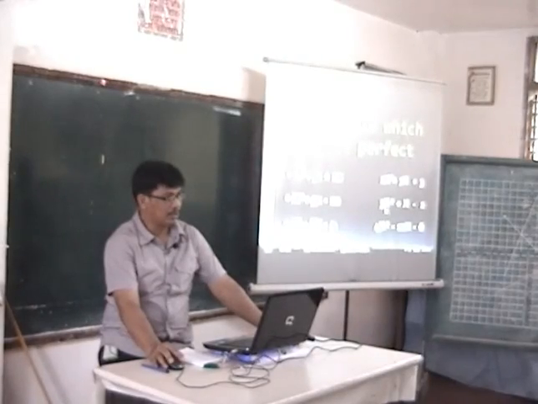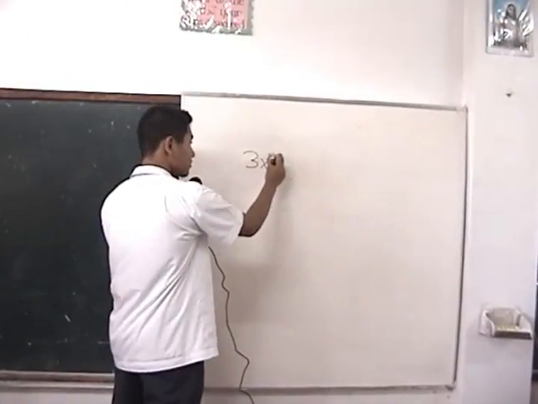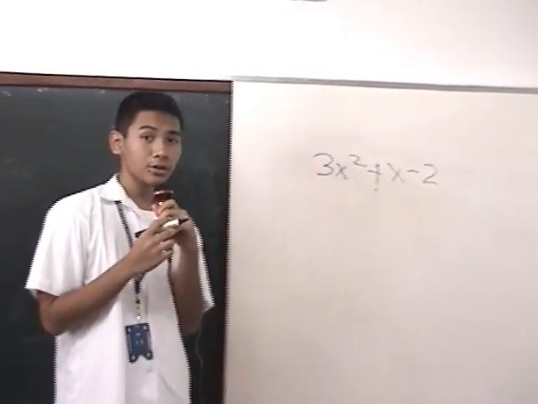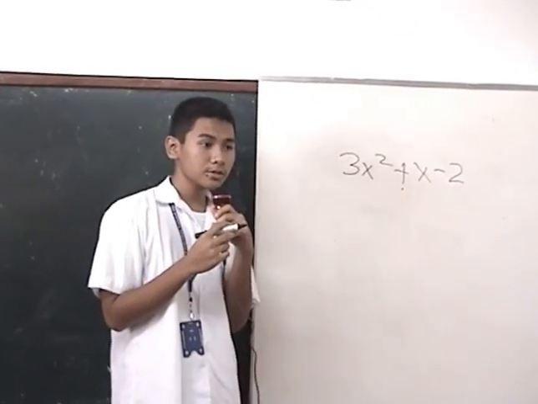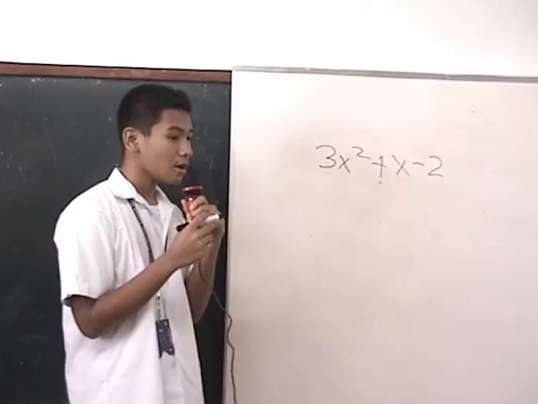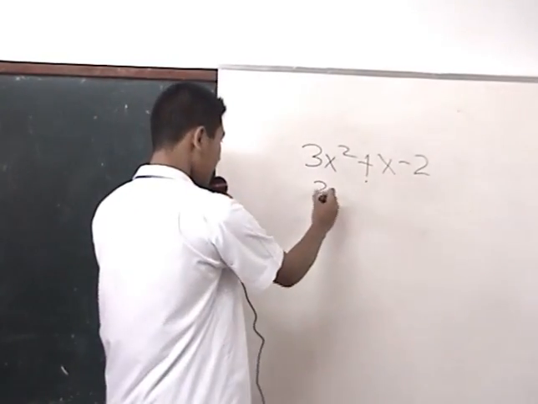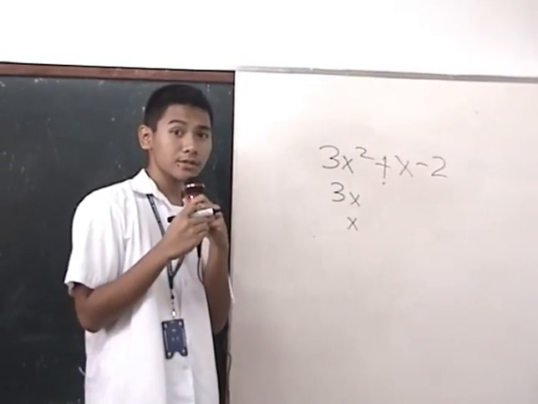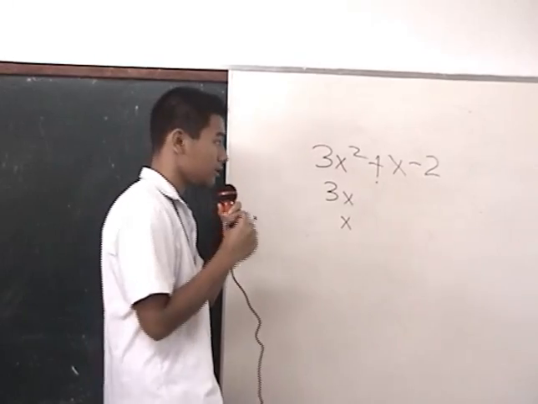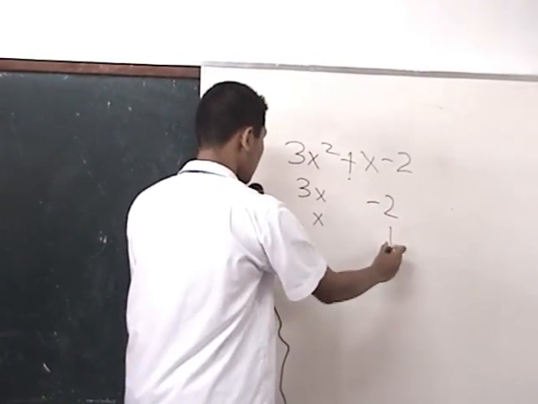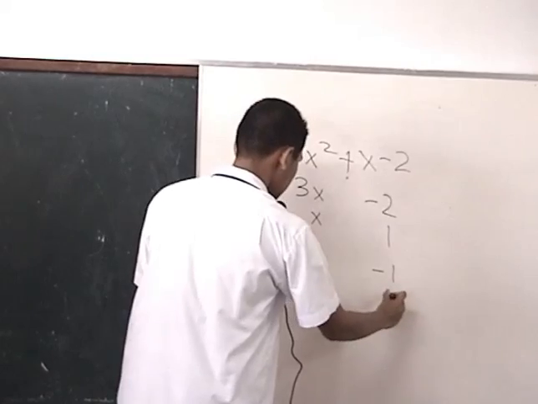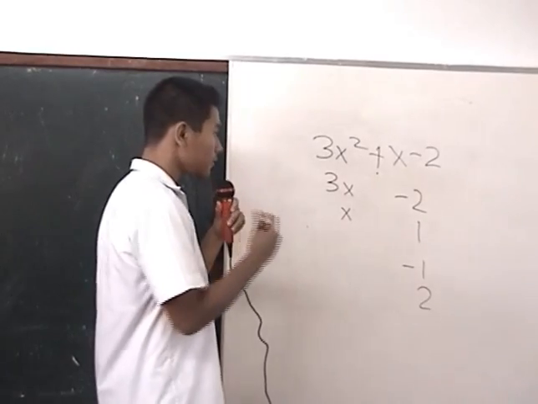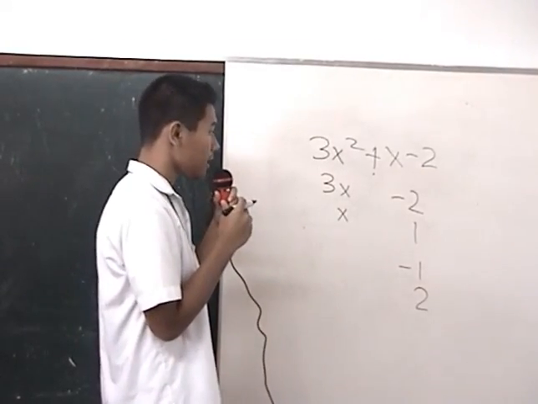Anybody who wants to try this one? 3x squared plus x minus 2. In getting the factors of a non-perfect square trinomial, we should first take all the possible factors of the first term, which is 3x and x. Then we should find all the possible factors of the last term, which are negative 2 and 1, or negative 1 and positive 2. But the sum of the cross products of these should be equal to the middle term, which is x.